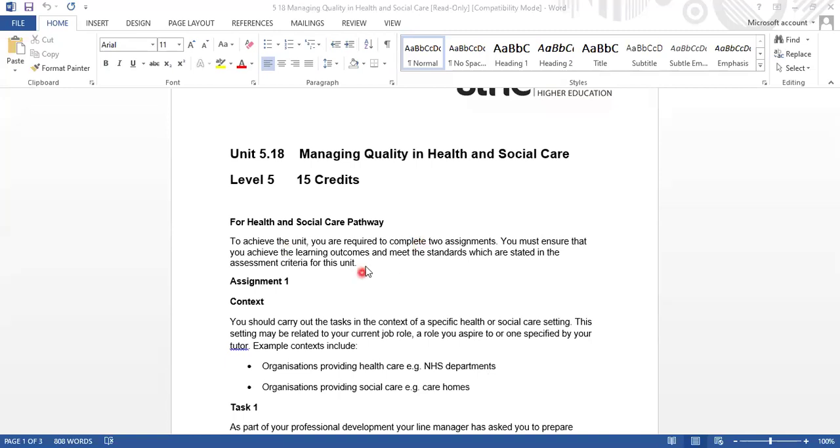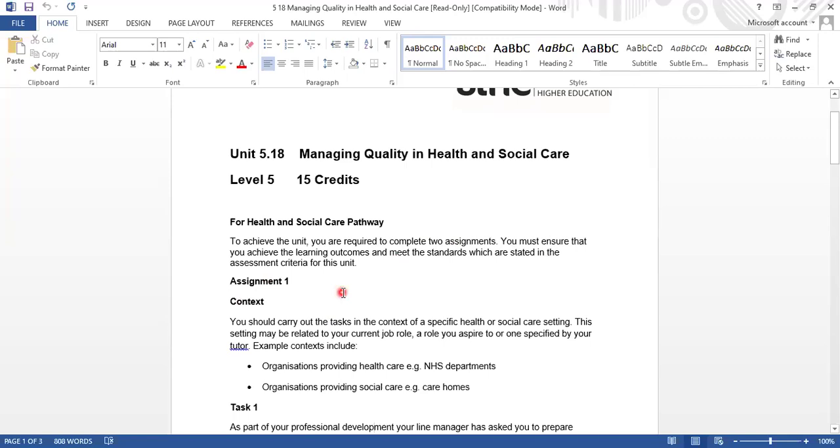In order to achieve this unit, you were required to complete two assignments. I think we've had a slight discussion about these assignments in our first session, but I'll give you a detailed one now. You're achieving your learning outcomes and meeting the standards stated in the assessment criteria for the unit. We'll talk about that assessment criteria also.